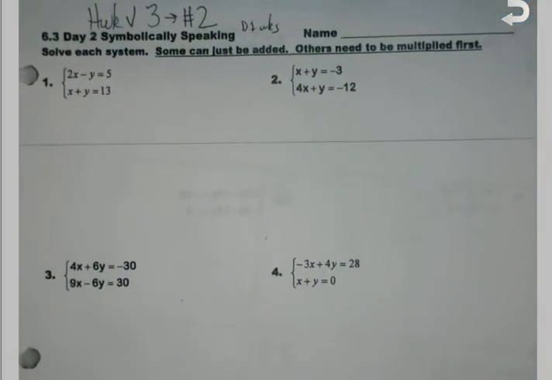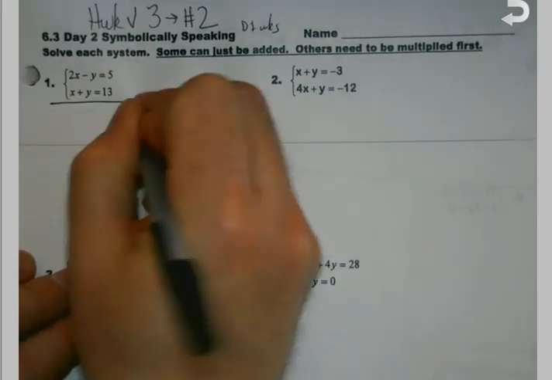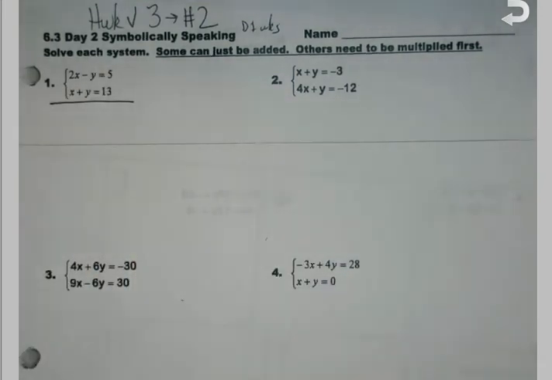And note the little clue that it gives at the top. It says solve each system. Some can just be added. Others need to be multiplied first. So you're always going to want to test it out first to see, hey, maybe, just maybe, if I add down right away, one of my variables will go away.